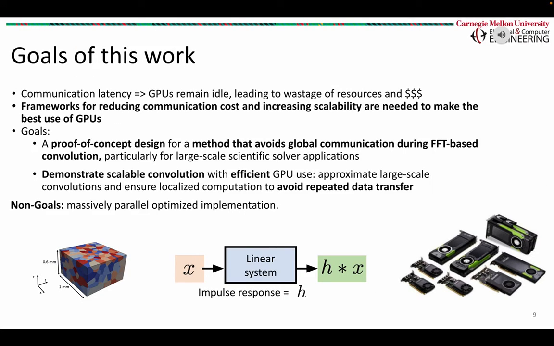Communication latency means that GPUs remain idle, leading to wastage of resources and money. Frameworks for reducing communication costs and increasing scalability are needed to make the best use of GPUs.